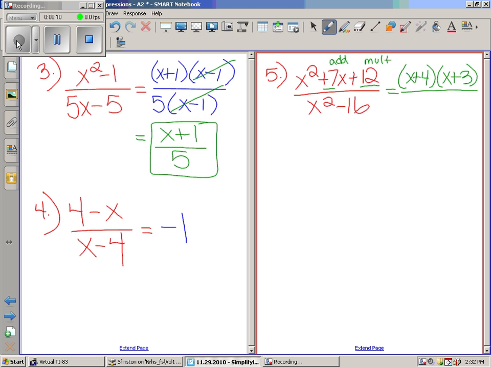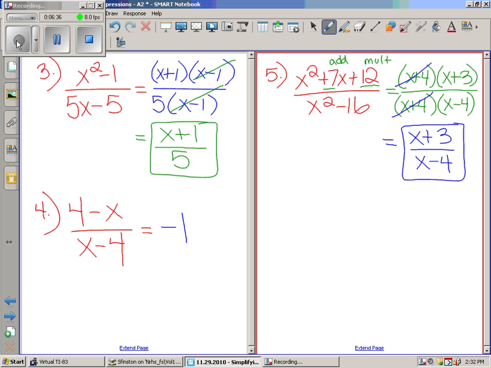In the bottom, that's a pattern. Not all factoring is the same. That's the difference of two perfect squares. Kana? Yep, it's going to be x plus 4 into x minus 4. And then two things match. We cross out, and here's your final answer. That's it.